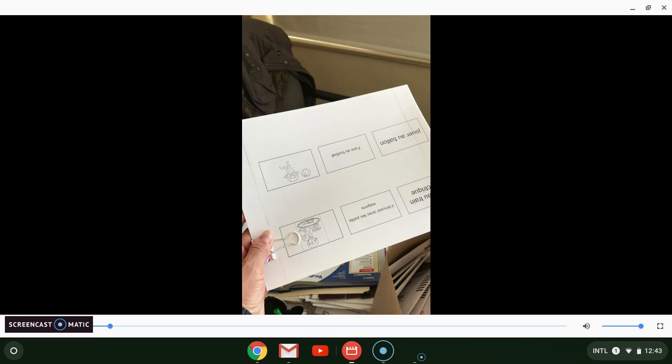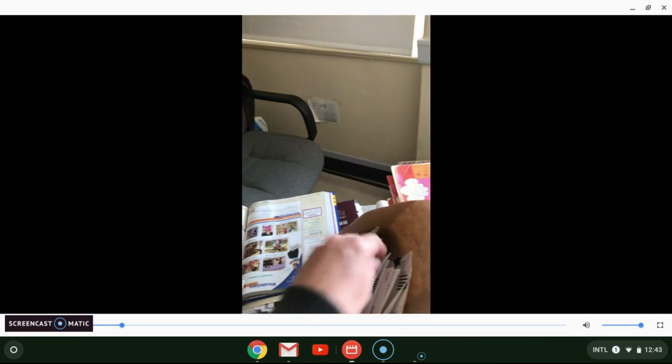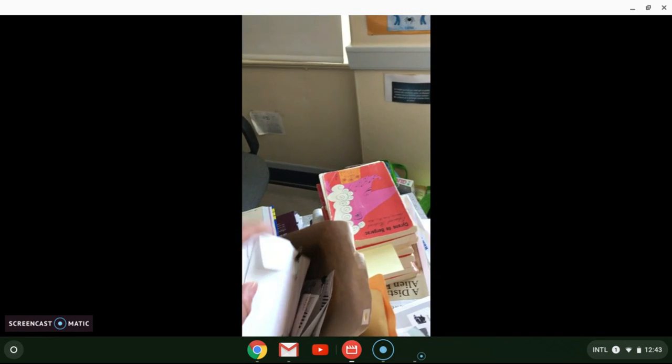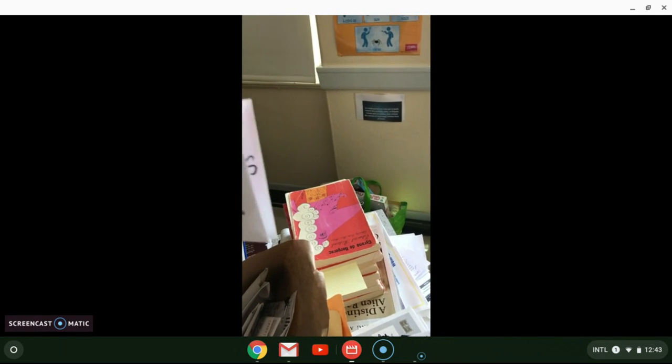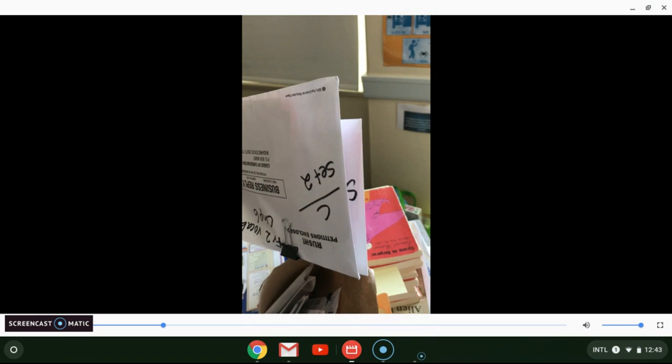Everyone else will get the already cut sets from the envelopes. This is one set of cards per group, so every 3 students will have one set of cards. So you get these cards, and you'll notice that they come in 2 envelopes. It's like set 1, set 2.